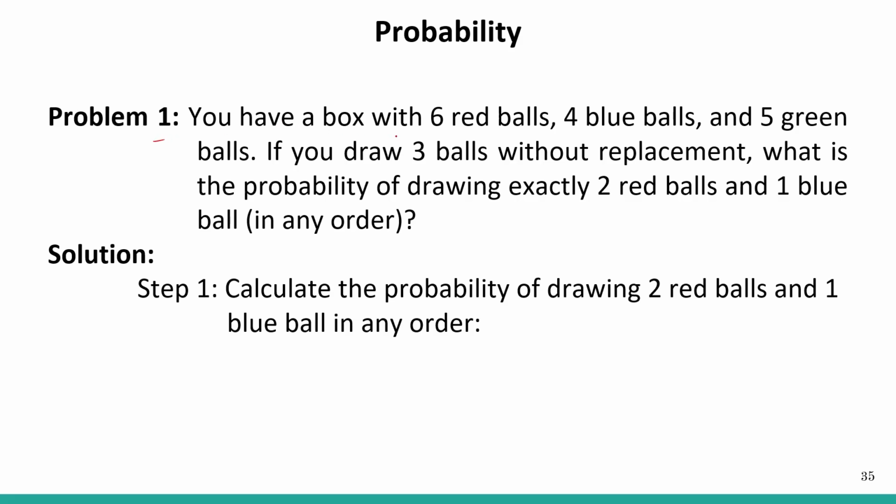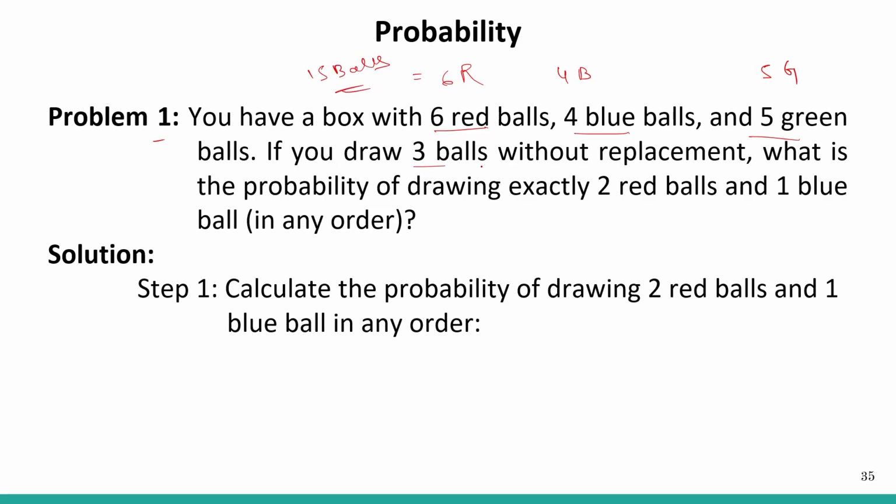So you have a box with 6 red balls, 4 blue balls, 5 green balls. So what you have right now is 6 red balls, 4 blue and 5 green, right? So this is what you are given. If you draw 3 balls without replacement, in the box how many balls are there? 4 plus 6 plus 5, so it will be equal to 15. So total 15 balls, right?